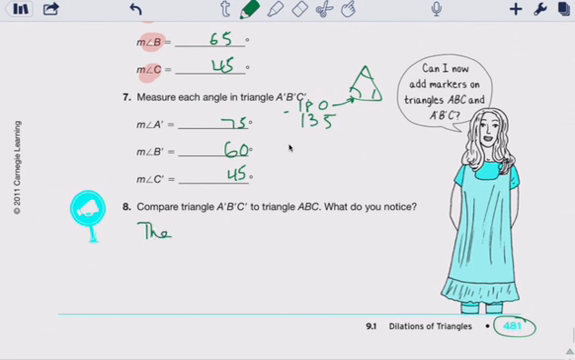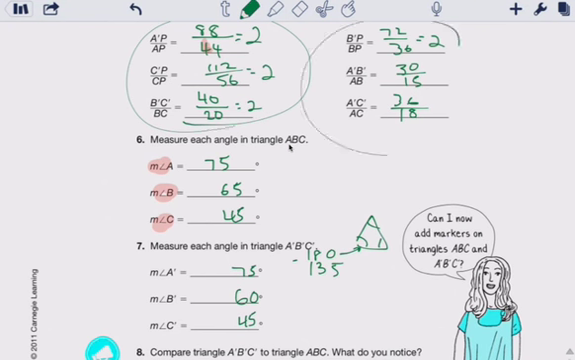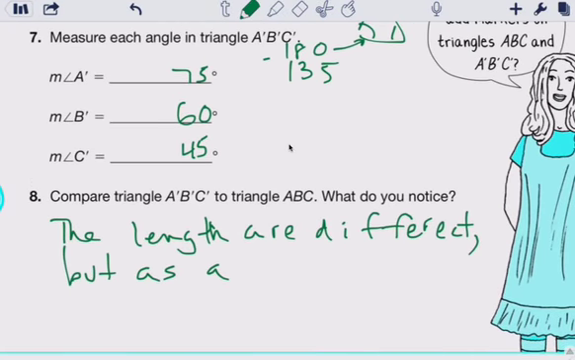So we know that the lengths are different. But when we put it into a fraction as a ratio to compare them, if you see the ratio here, they're all equal to 2. As a ratio, they are all the same.